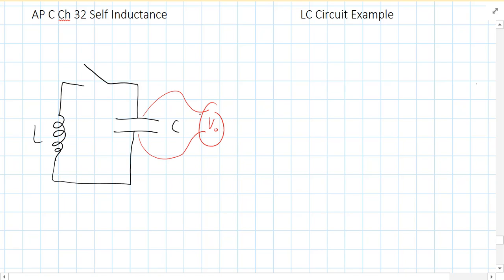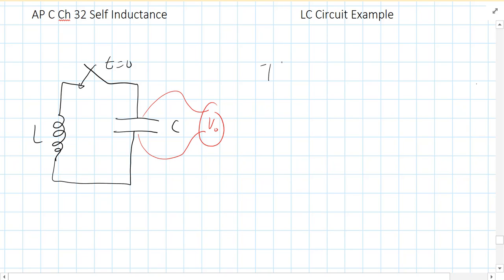You will note we have exactly three letters on the page: L, C, and V naught. Then let's say at t equals 0, we close the switch. I want us to determine the following in terms of those givens and fundamental constants.